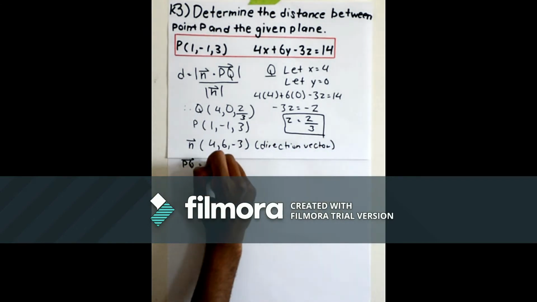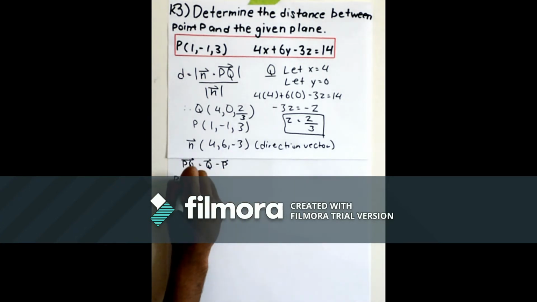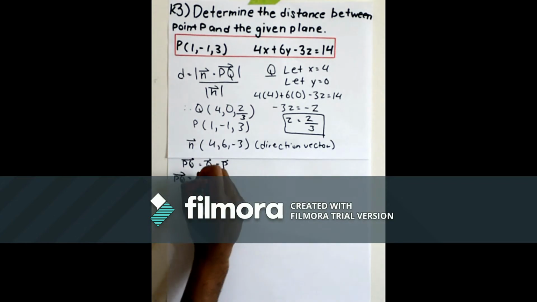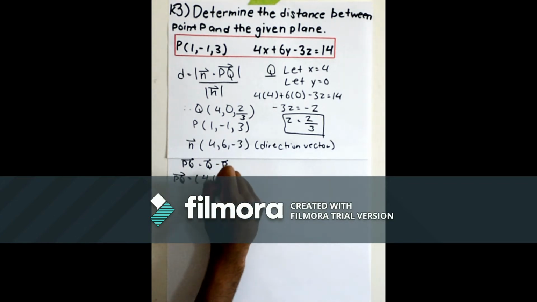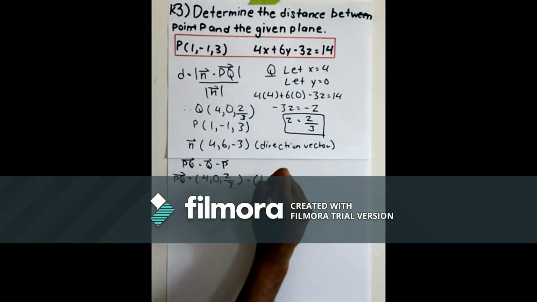To solve for vector PQ, we have to do point Q minus point P. So point Q is 4, 0, and 2 over 3. Point P is 1, -1, and 3. When we subtract point P from point Q, we'll get a final answer of 3, 1, and -7 over 3.